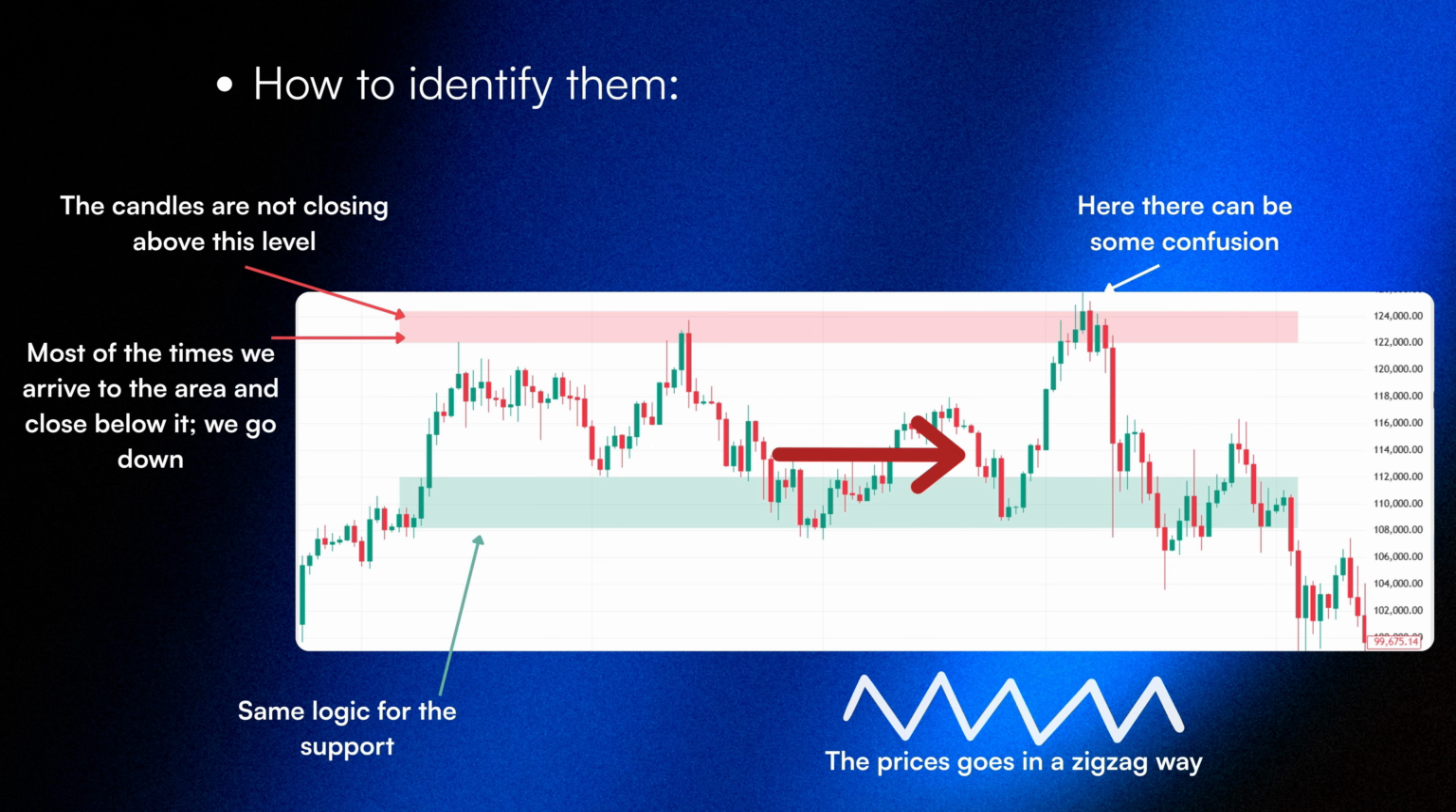So how do we identify resistance? It's very simple. The price moves into an area, it gets rejected, and the candles are not closing above that level. As long as we don't see a candle close above it, that area is still resistance. And the same logic goes for support, it's just the opposite. When the price comes down to an area, buyers step in, and the candles keep closing above that level.